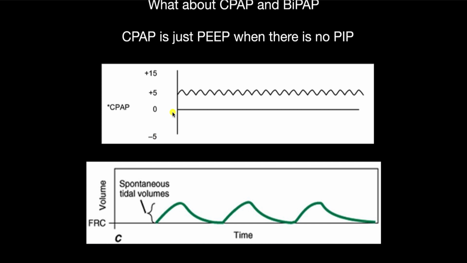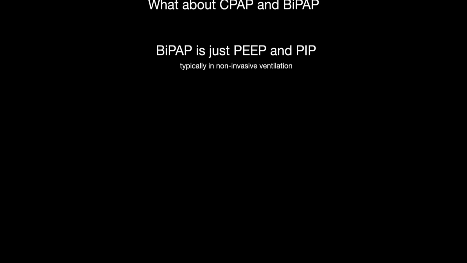So this patient is breathing like this. They're breathing, breathing, breathing, but you can see that they never go below 5 because they have a CPAP of 5. They're living at their lungs being optimally expanded at an optimal functional residual capacity. And BiPAP is just PEEP and PIP together, but it's used in non-invasive ventilation. So you have a peak pressure and a lower pressure. The peak pressure expands the lungs, but the lower pressure never lets the lungs get below a certain functional residual capacity.